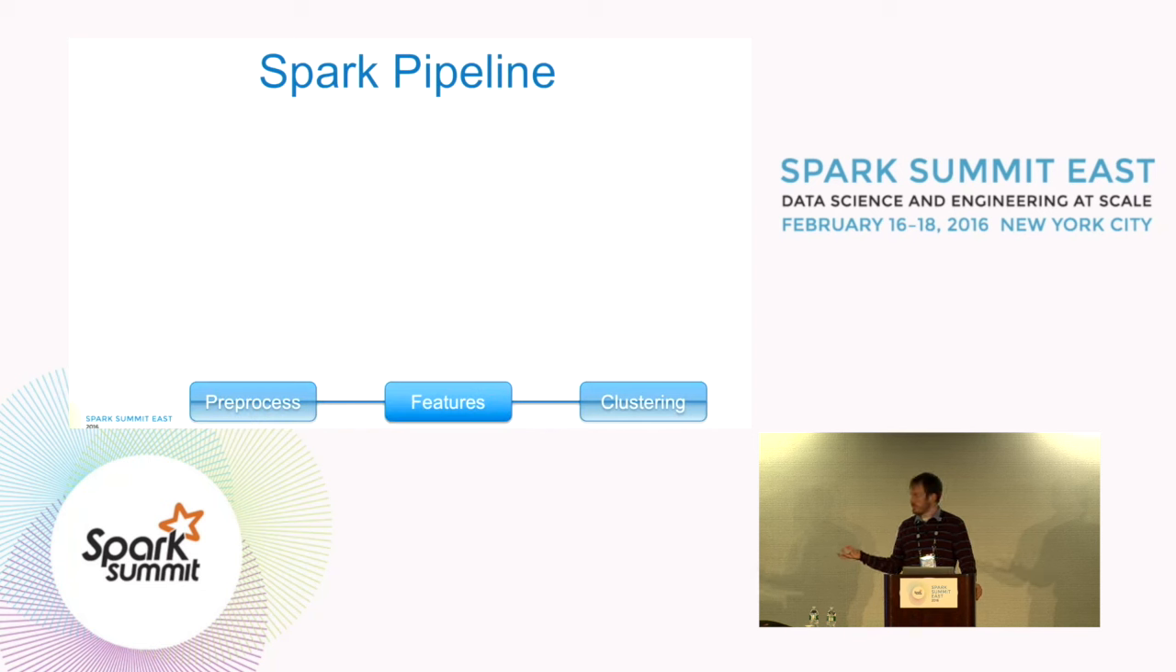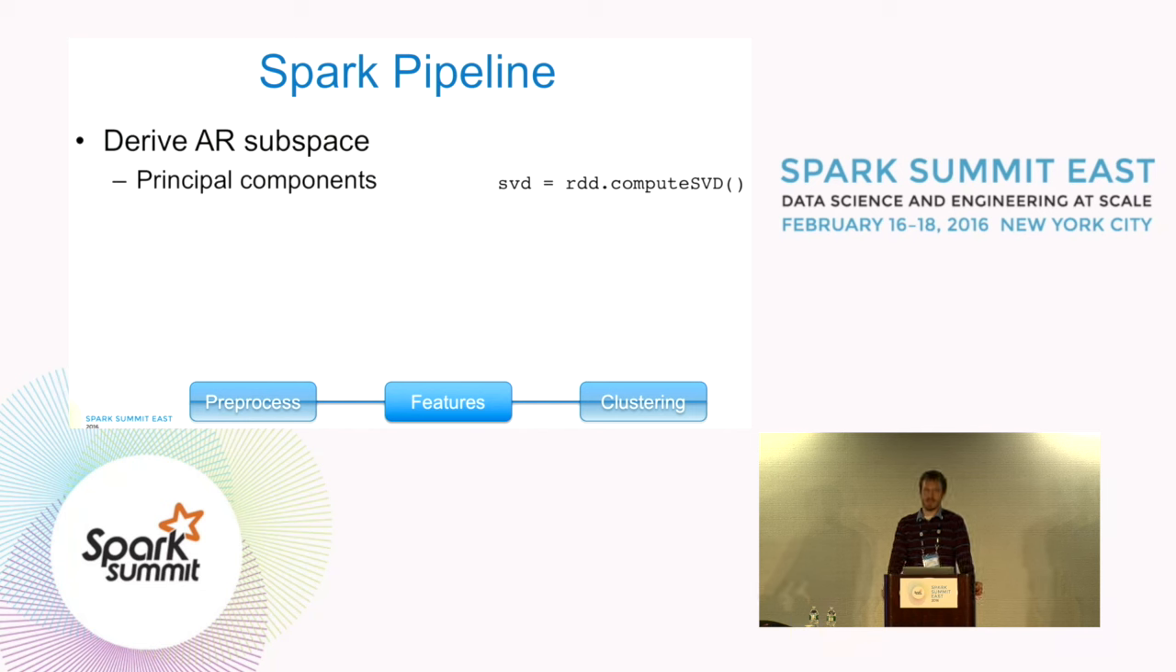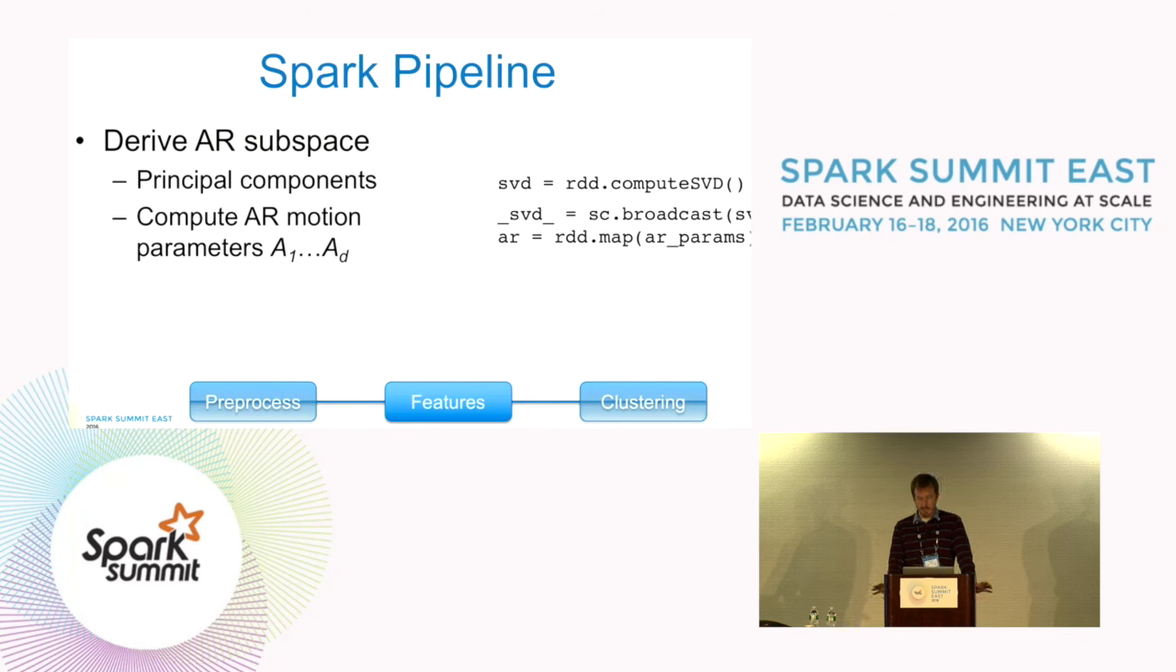So now we have all the regions of interest, and we want to derive the autoregressive subspace. So this entails principal components. That's what we need as our basis in order to take the high-dimensional rotation deformation data and project it into the low-dimensional autoregressive state space. For this, we do an SVD computation, broadcast those components, and then for each individual region of interest, we can compute the AR motion parameters. So for each region of interest, we have D parameters that are each usually 5 by 5, 10 by 10, something along those lines.